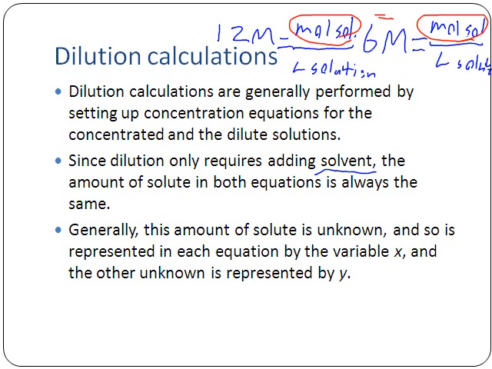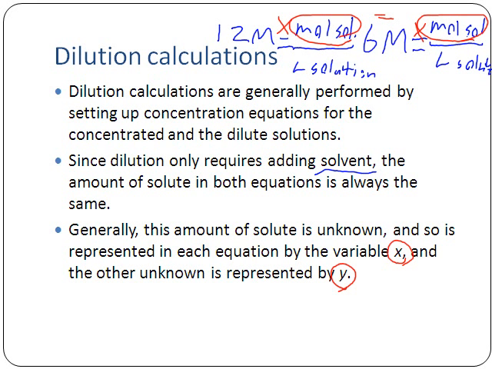And so that is represented in each equation by the variable x normally, and the other unknown, whatever that is, will generally be a y. So typically, whenever we write this up, we'd say x moles of solute here and x moles of solute here, where both these x's are the same x. They're the same value.